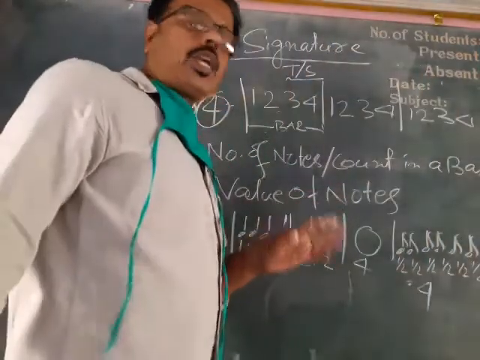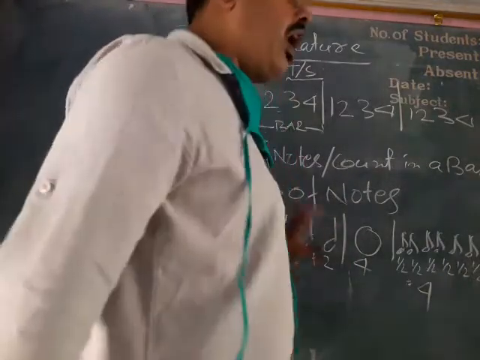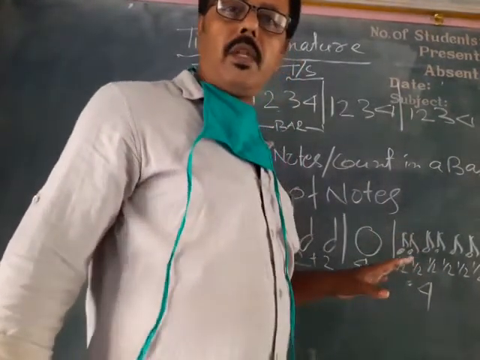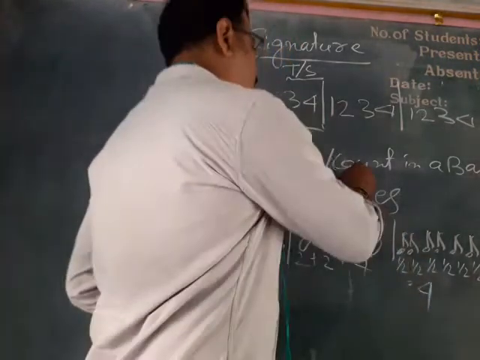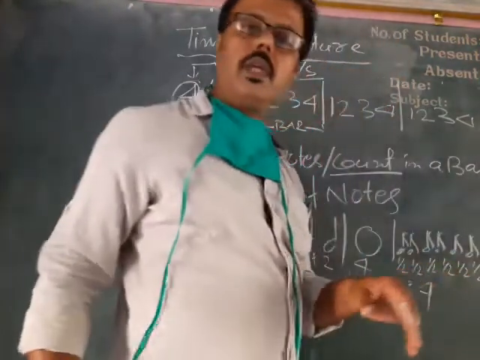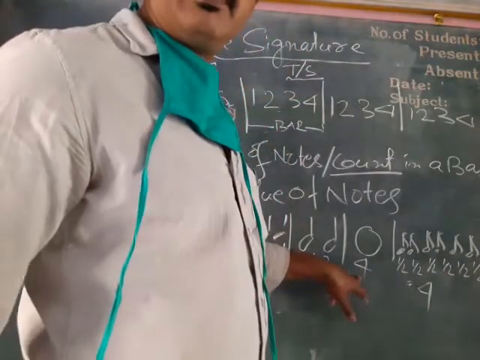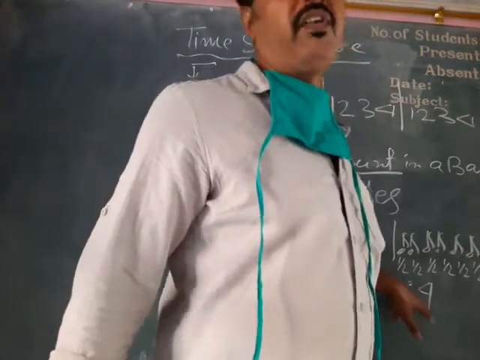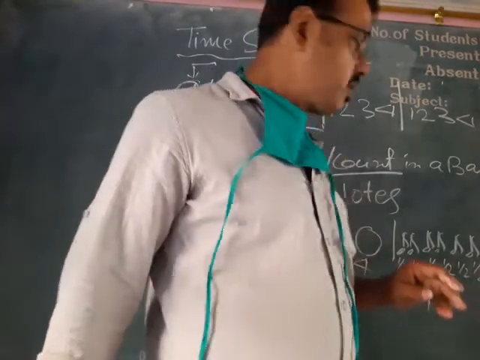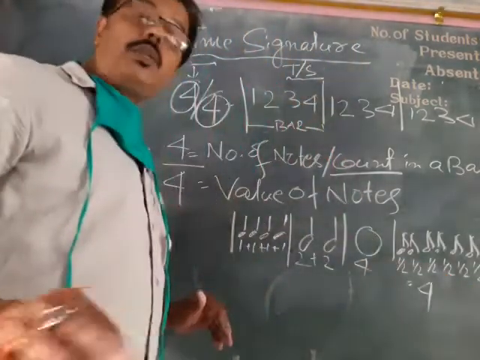Okay, what I mean to say is, in 4/4 you should have 4 counts in a bar. It should be equivalent to 4 counts. It could be a single semibreve, 2 minims, 4 crotchets, or 8 quavers. Okay students, hope this is very clear. This is very much important.